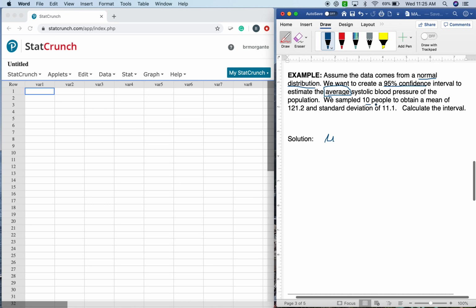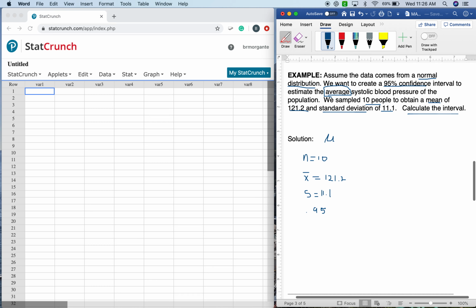And it tells us we sampled 10 people, so n equals 10. And then we obtained a mean from that sample of 121.2. So our sample mean, our x bar, is 121.2. And it tells us our standard deviation from those 10 people was 11.1. So that's our sample standard deviation, 11.1. So now we want to find our interval, which again was 95%, so I'll put 0.95 down here.